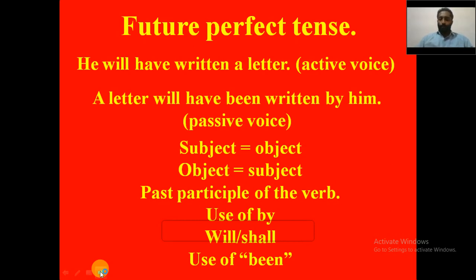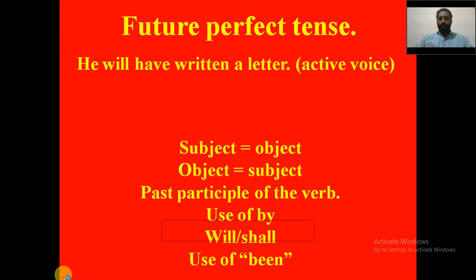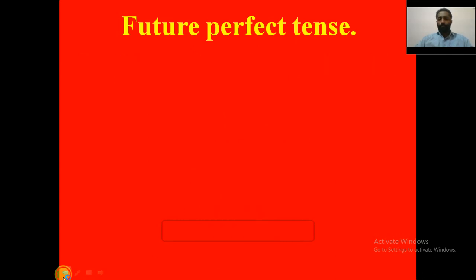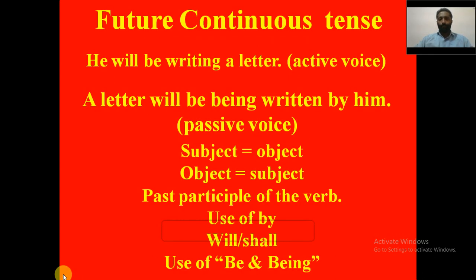Past participle of the verb, because it is already in perfect tense. Use of by, will or shall. The additional word that is added here is the word called been, B-E-E-N. A letter will have been written by him. So that's about future tense. Simple future, future continuous, and future perfect tense. Let's once again go through all these three of them so that you will not have any confusions.